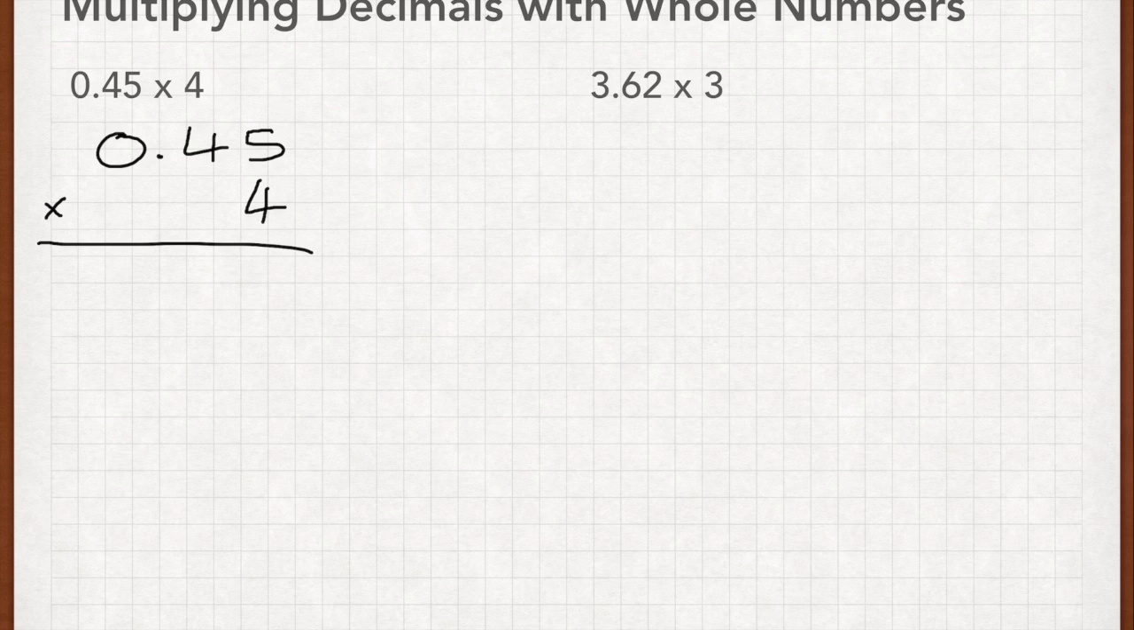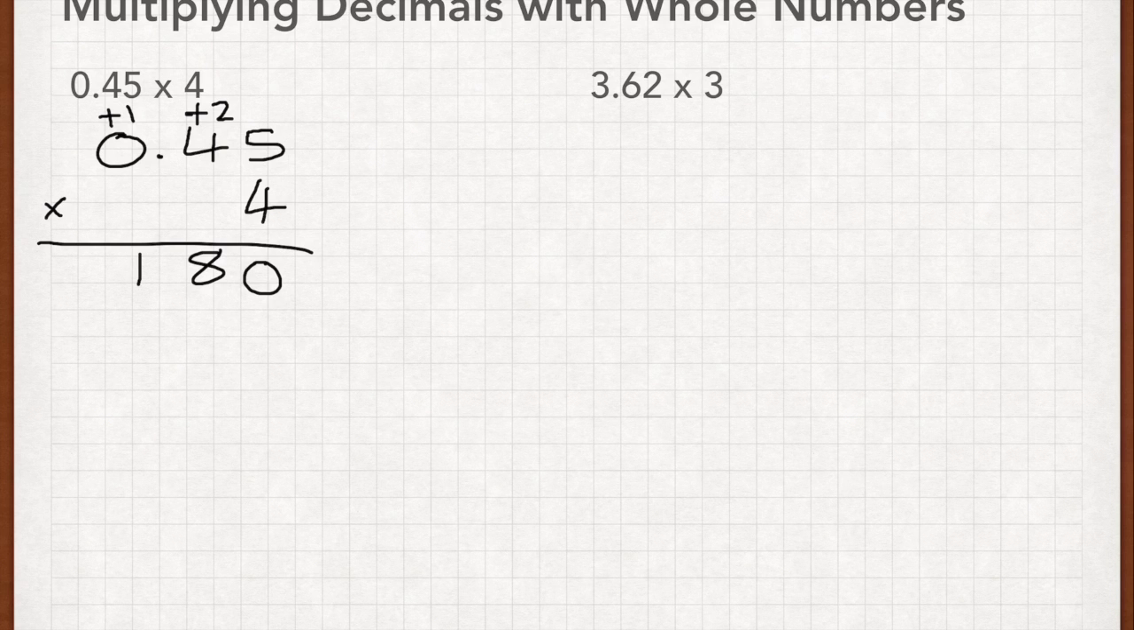5 times 4 is 20. So we're going to add our little plus 2 there for the carrying. 4 times 4 is 16 plus 2 is 18. We're going to forget the decimal for now. Then we go 4 times 0 is 0. And plus 1 though is 1.